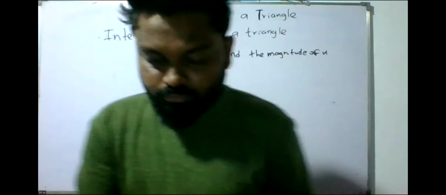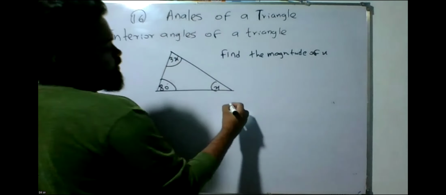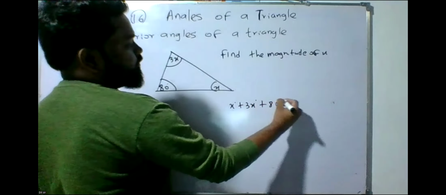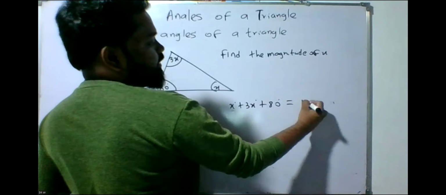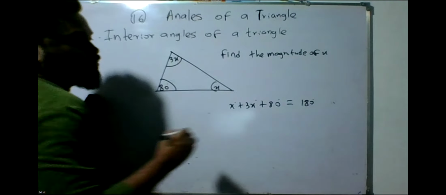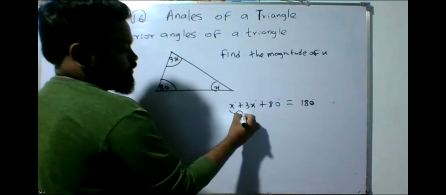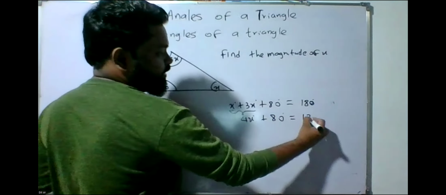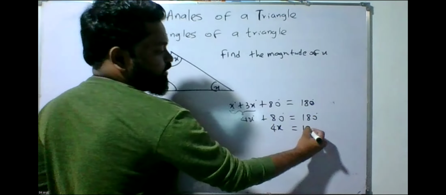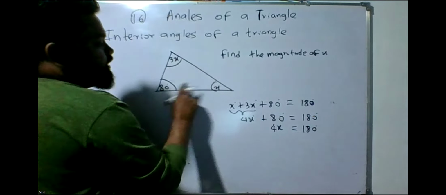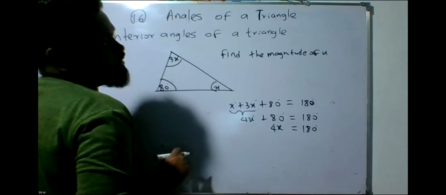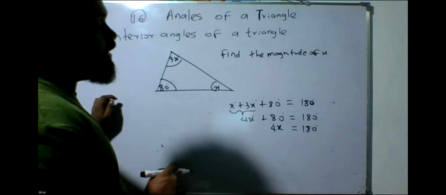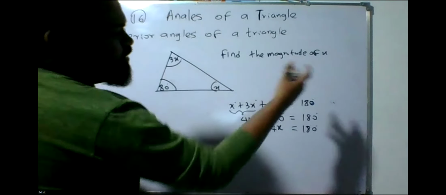Right. Let's find out the answer. Three angles. x plus 3x plus 80 equal 180. Two unknown angles, but both of them are given in terms of x. Then no problem. Only one letter is there. 4x plus 80 equal 180, because the sum of the interior angles of a triangle is 180. Very simply we can write this equation.